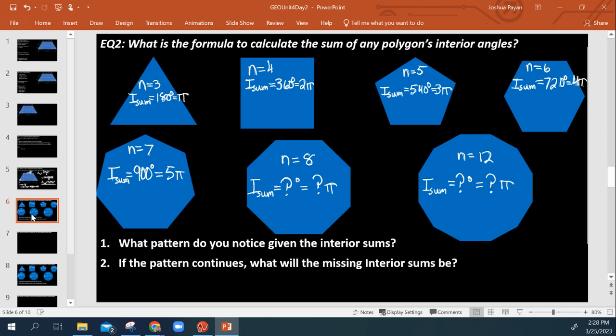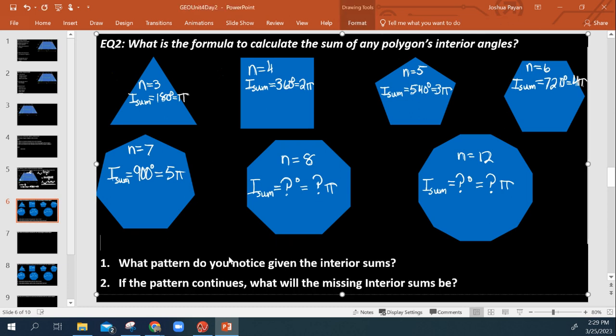Okay, so this is going to be the second video for day 2 of Unit 4 in geometry. In it, we're going to talk about calculating the interior sum of the angles of some polygon. Now, this is going to be true for all polygons, not just regular polygons, even though in the picture it looks like they're all regular. Okay, this will work on anything.